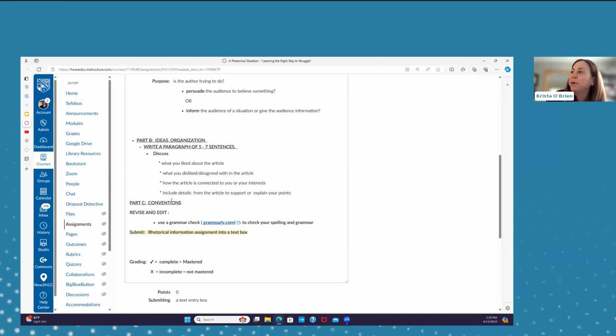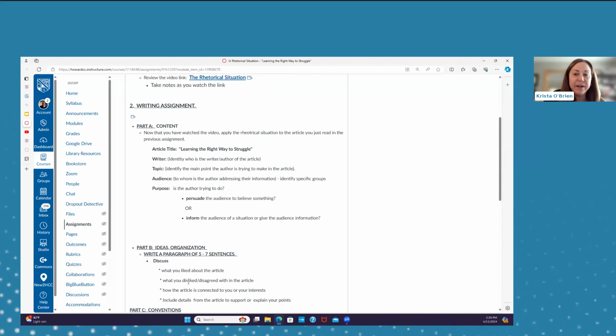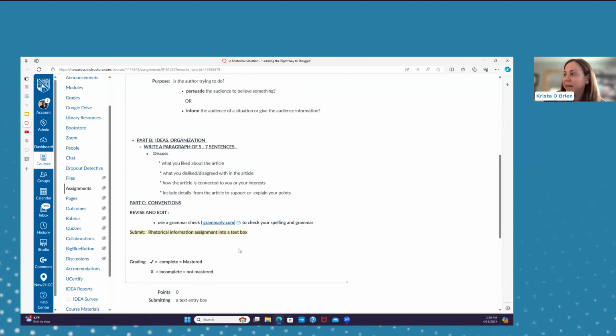And then they're going to write their paragraph, maybe about what they liked, what they disliked, what they connected with. And again, this is where ideas and organization come in. And then of course, they're going to revise it using their conventions. So this is how the parts of their objectives fit in. So they complete it, and then for their grading, they get a complete or an incomplete. So they get a check mark or an X, because that's the only way we can do it. We have Canvas, so that is the only way I can grade them.